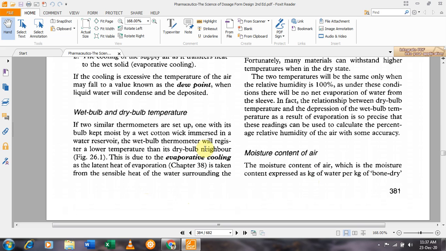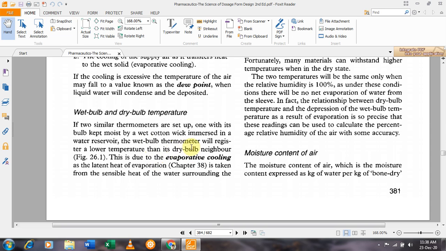The wet bulb thermometer will register a lower temperature than its dry bulb neighbor. We have kept two thermometers. One we have kept in moist wet cotton wick, and this cotton wick is further immersed in a water reservoir. That is the wet bulb thermometer, while the second one that we have kept is the dry bulb thermometer. This is due to the evaporative cooling.